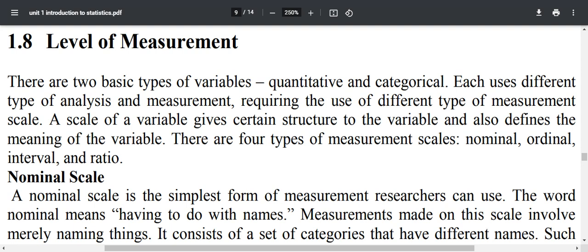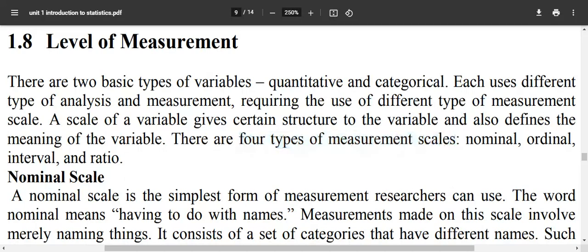Bismillahirrahmanirrahim. Level of measurement. There are two basic types of variables, quantitative and categorical. Already discussed in the previous topic. Each uses different types of analysis and measurement requiring the use of different types of measurement scales. A scale of a variable gives a certain structure to the variable and also defines the meaning of the variable. There are four types of measurement scales.